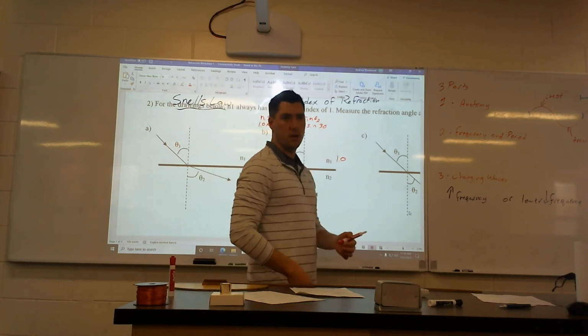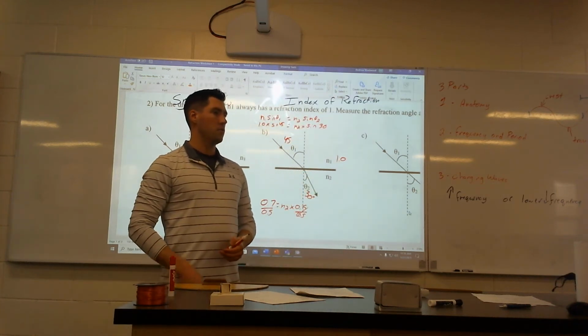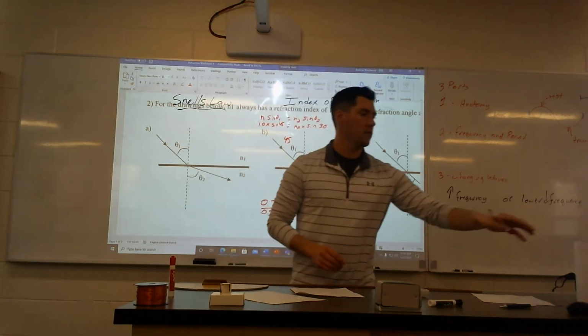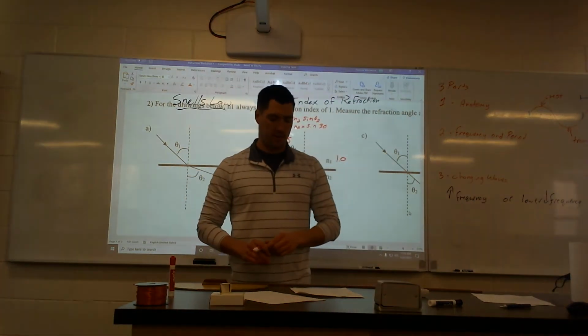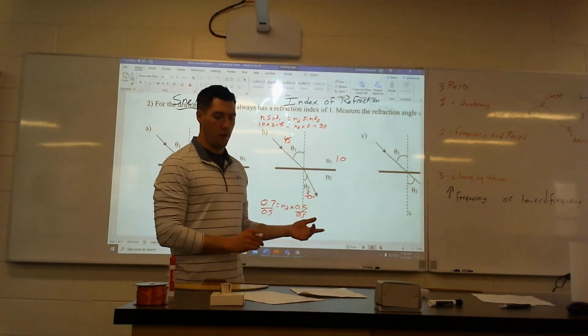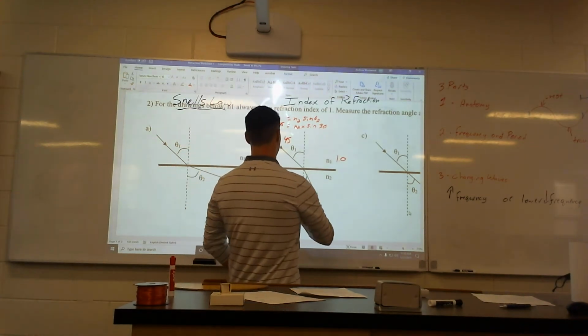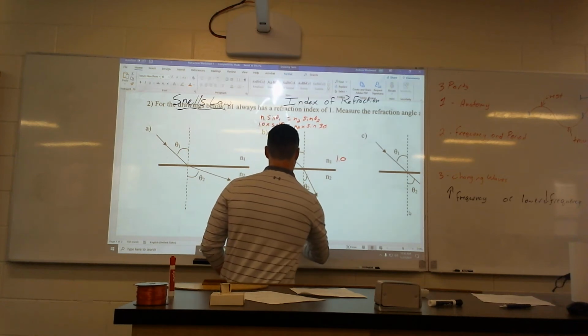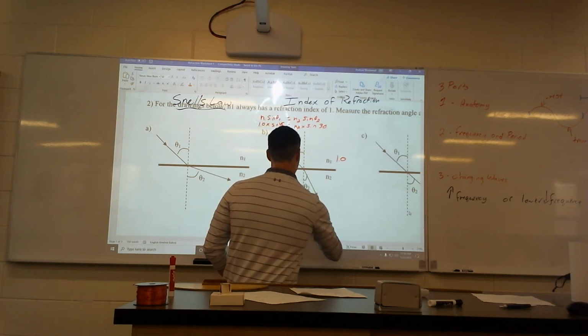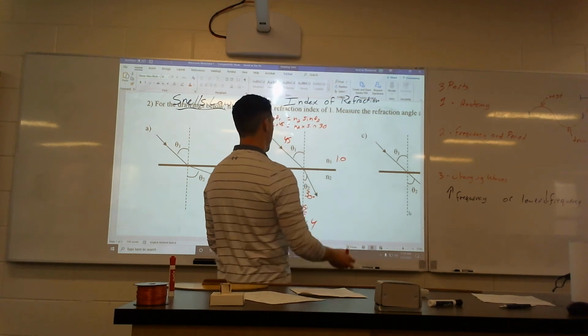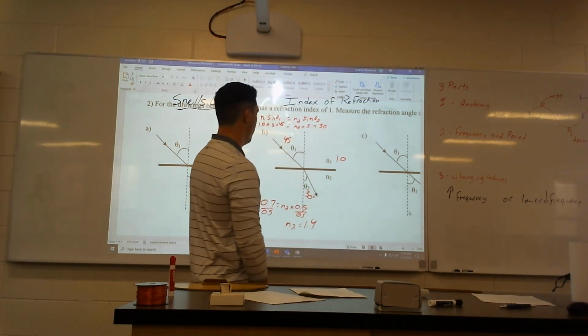I didn't do this one. Where is my calculator? It's a good question. I should get something right around 1.4, okay? So if I do that, I'll get something around 1.4. So this value will give me an answer, n2 equals 1.4. All right, so that's what my n value is for this one right here, 1.4, around that.